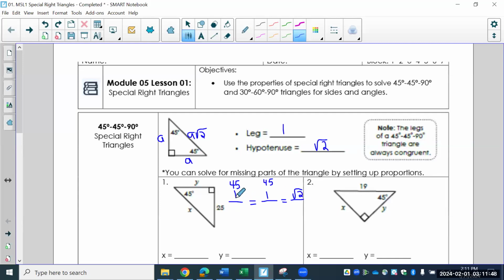If you want to know where these come from, if you use the Pythagorean theorem, a squared plus b squared equals c squared, you can see that 1 plus 1 would be 2, and then you take the square root. So you can see how this would all tie together with the Pythagorean theorem.